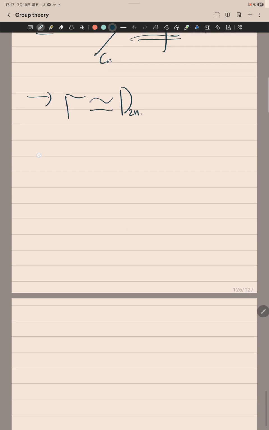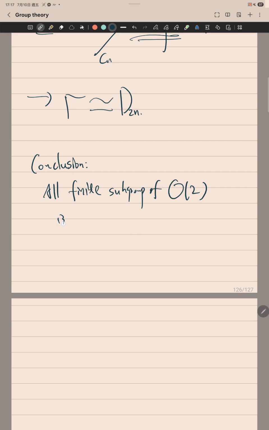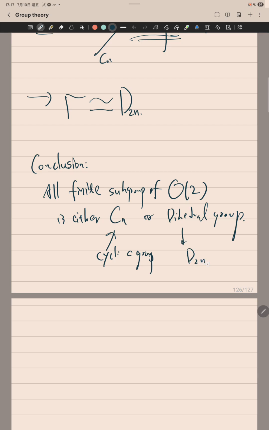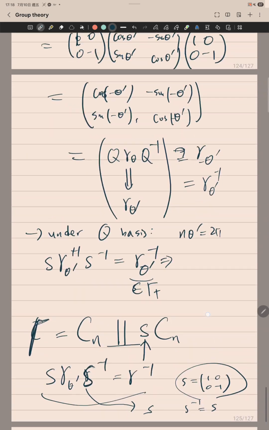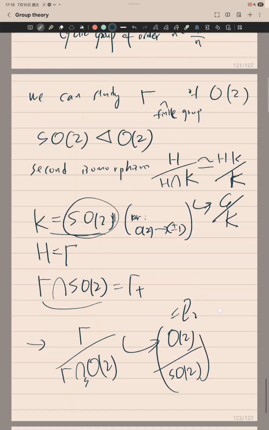Okay, so conclusion, very simple: all finite subgroups of O2 are either cyclic groups or dihedral groups. Okay, so this is somehow like D2n. This is a simple classification of all these finite subgroups. It's somehow simple in 2 dimensions to classify using this simple group theory.